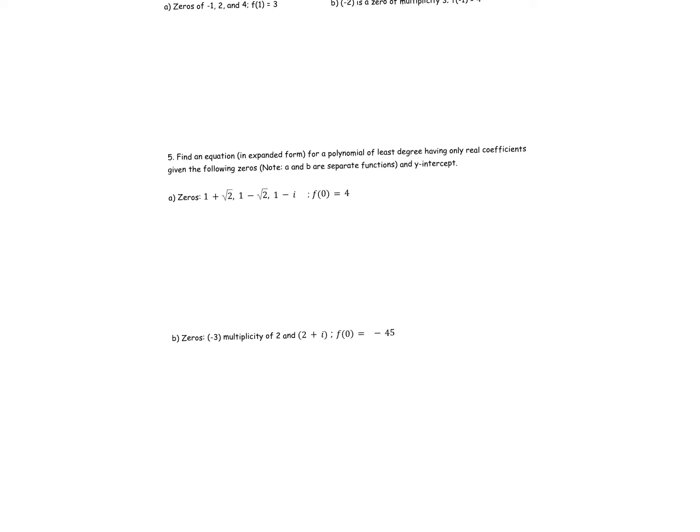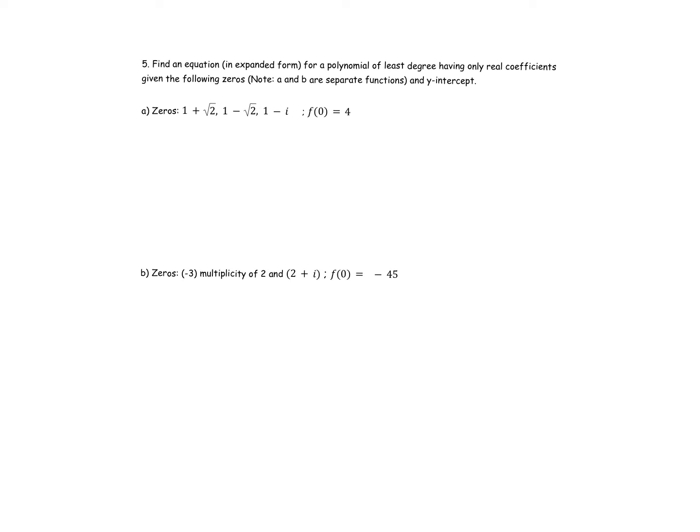This is a video going over a review of polynomials. It is specifically 3.3b. And so let's look at number 5. This is the case where you're building a polynomial given some information. And I'm giving you, in this case, zeros and a point.